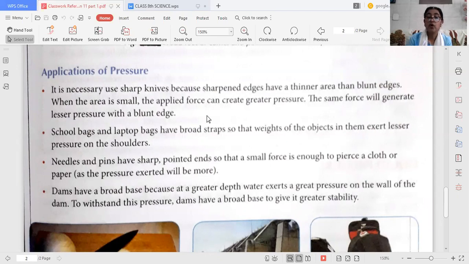Again, I want to repeat, dams have a broad base. Why? Because at greater depth, the water exerts more pressure on the wall. So it's very important to withstand this pressure. Dams have a broad base to give greater stability. So this is all for today.